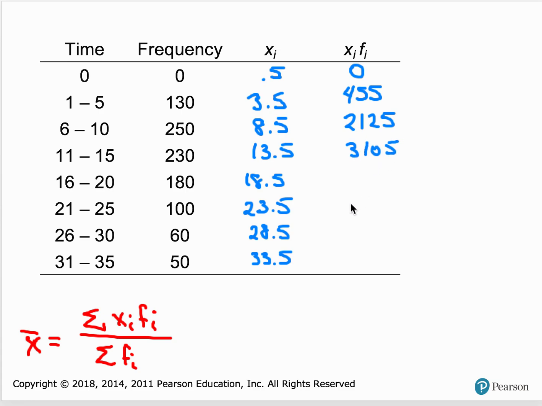180 times 18.5: 3330. 100 times 23.5: 2350. 60 times 28.5: 1710. And 50 times 33.5: 1675.